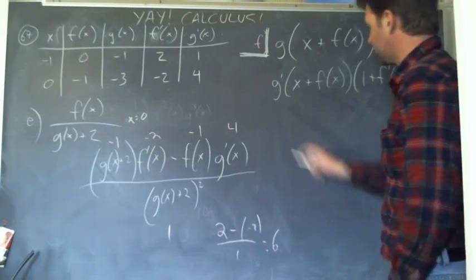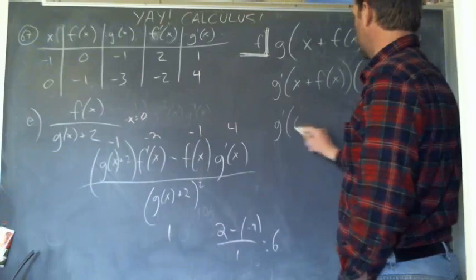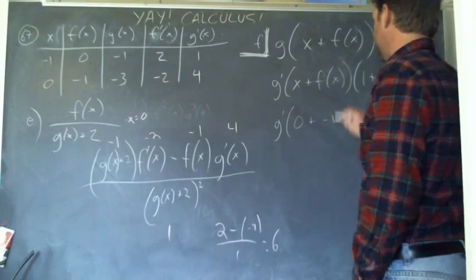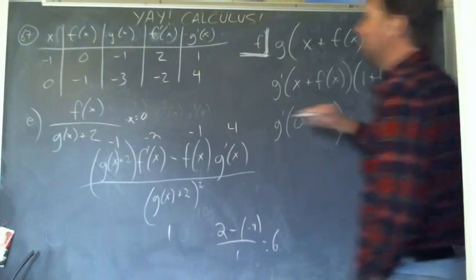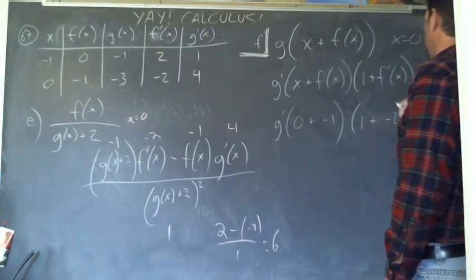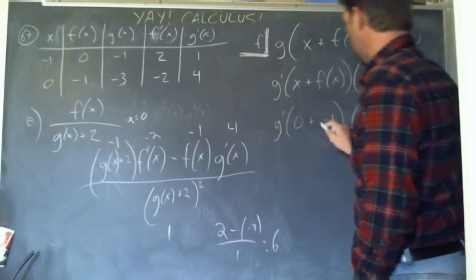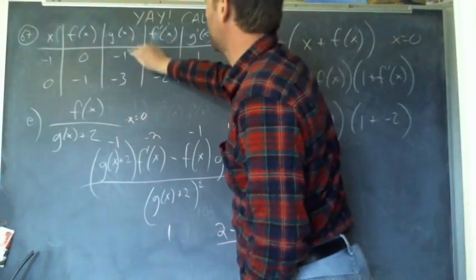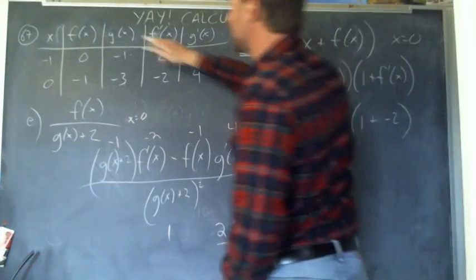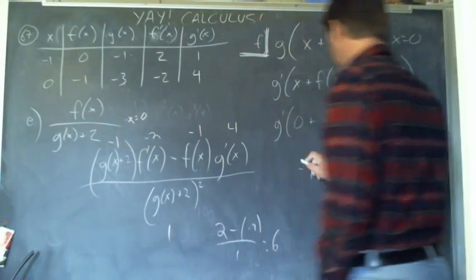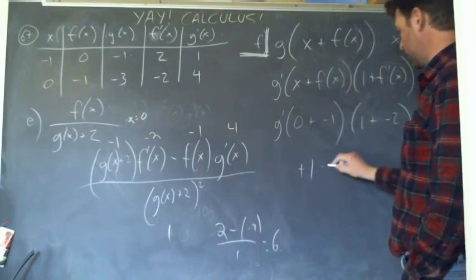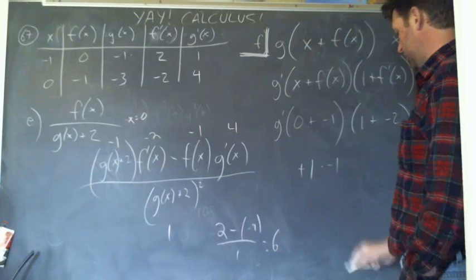X equals 0. It will be g prime of 0 plus f of 0, which is -1, times 1 plus f prime of 0. Oh sorry, g prime of -1, excuse me. G prime of -1 is 1, times 1 plus -2 is -1. 1 times -1 is -1.